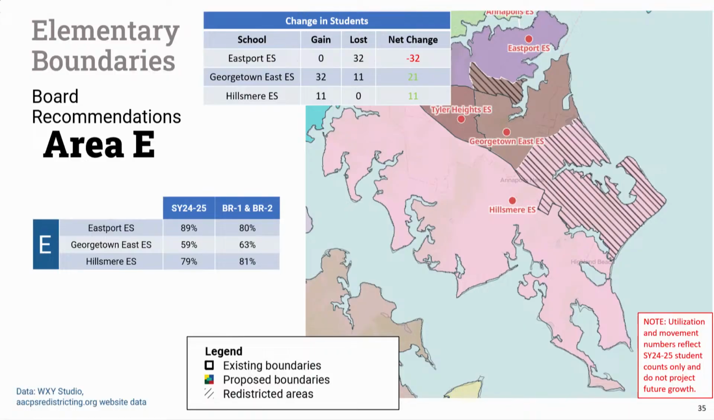In Area E, BR1 and BR2 adjust the elementary boundaries for Eastport Elementary, Georgetown East Elementary, and Hillsmere Elementary in the Annapolis cluster. Specifically, 11 students in the neighborhood southeast of Carrollton Road are moved out of the Georgetown East Elementary School catchment into the Hillsmere Elementary School catchment area, and adjustments are made to the area bounded by Jackson Street and the current boundary of Georgetown East Elementary. 32 students in this area are proposed to move from Eastport Elementary to Georgetown East Elementary in BR1 and BR2.